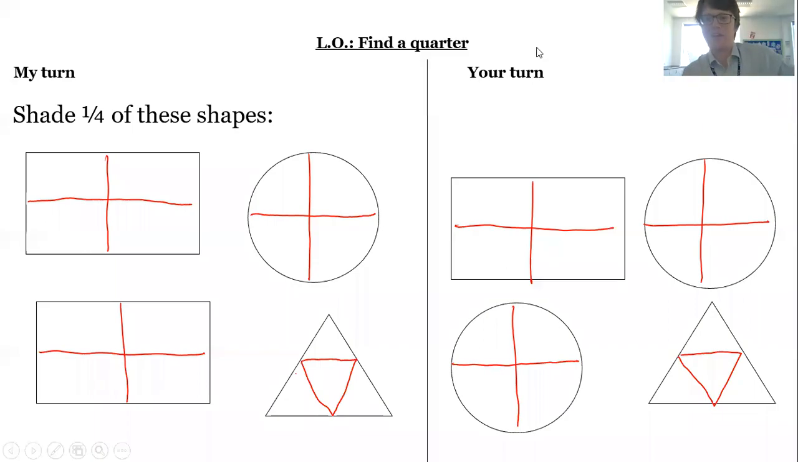Okay, today we're going to be looking at finding a quarter of a shape. So yesterday we looked at a half, today we're going to look at a quarter. Now a quarter, remember, is written like this.